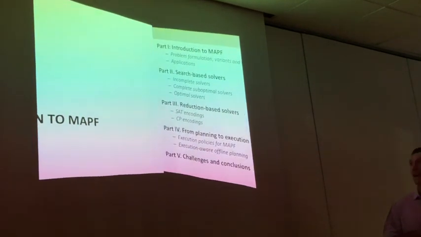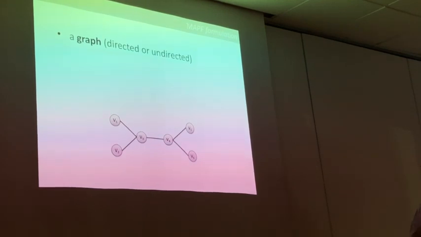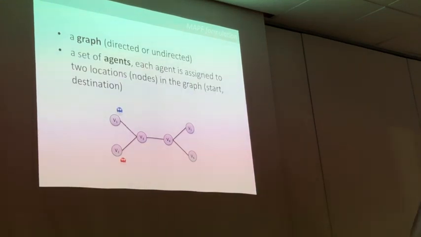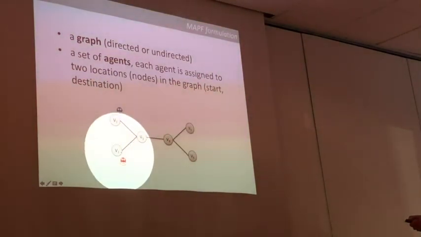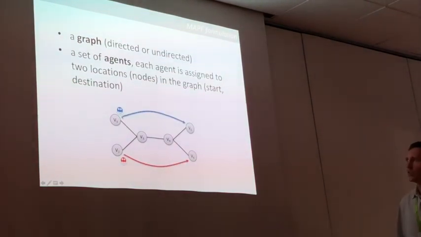Okay, so let's start with a more formal description of the problem. As I said, formally the problem is given by a graph. The graph can be directed or undirected. If it's undirected, we assume that the agents can move using the edge in both directions. If it's directed, obviously the agents must follow the direction. And the second part, as I already mentioned, is the set of agents. Each agent has some initial location. In this case, we have two agents with these initial locations, and each of them has also some destination location where the agent wants to go.